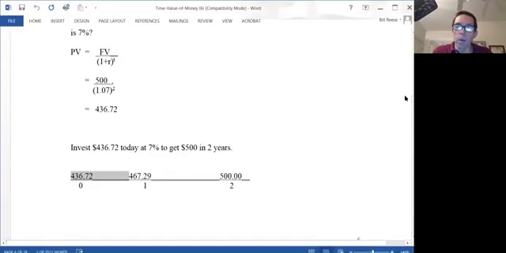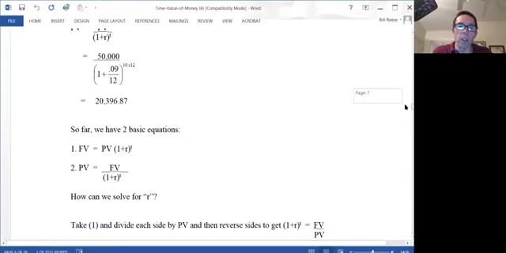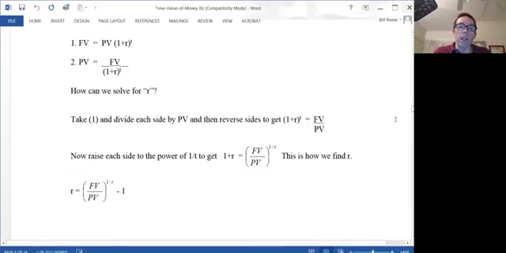If we go to the notes, we're going to see that R, which is my interest rate per compounding period, is going to be equal to the future value over the present value raised to the 1 over t power, where t is my number of compounding periods, minus 1. So again, that's just rearranging either equation 1 or equation 2 to get r over on the left-hand side there.